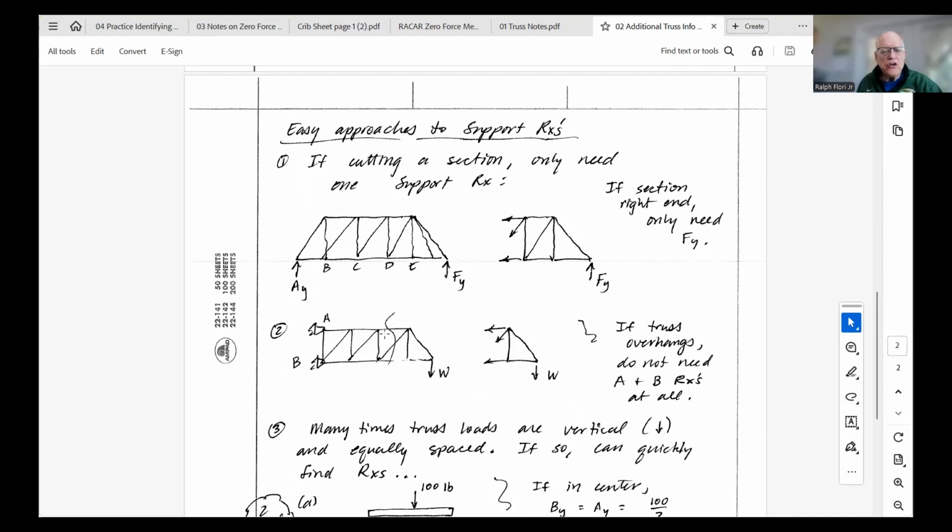And like I mentioned earlier, if you have a truss that is cantilevered that extends out from a wall, and you're using the method of sections on this guy, if you cut him and take the right-hand free body, then you actually don't need the support reactions at all. You can just solve this right-hand piece without it.